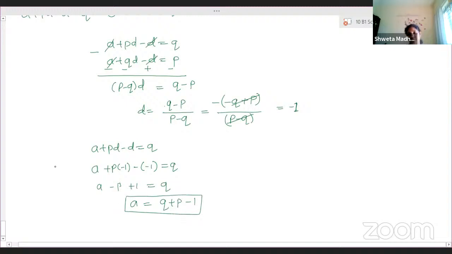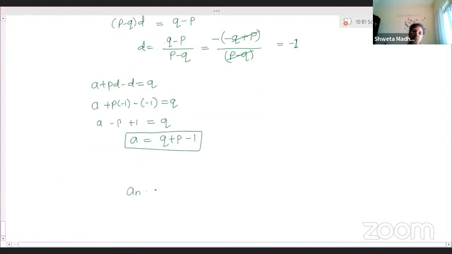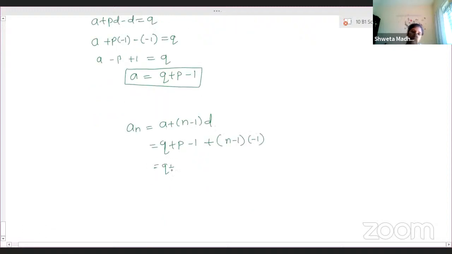This is the value of A. And now they are asking for the nth term. So find the nth term: A plus (N minus 1) into D. Substitute the value of A and D. A is Q plus P minus 1, plus (N minus 1) into D, which is minus 1. So Q plus P minus 1 minus N plus 1. Minus 1 plus 1 cancel. So Q plus P minus N is the nth term. It's proved.